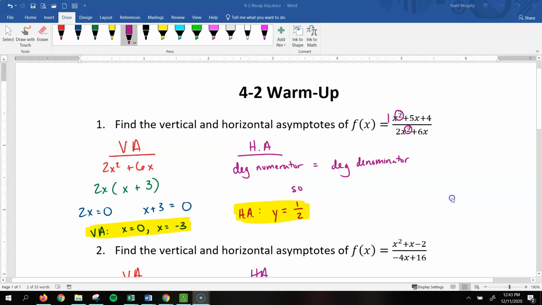Now we've got to figure out whether or not we have a horizontal asymptote. Remember, if the degree in the numerator and the denominator are the same, then your horizontal asymptote is going to be y equals the leading coefficient of the numerator divided by the leading coefficient of the denominator. I'll talk about what happens if the degrees aren't the same in the next couple of examples. But for this one, the degrees are the same. They're both 2. So the horizontal asymptote is going to be the leading coefficient of the x squared over the leading coefficient of the 2x squared. So it's going to be y equals 1/2.